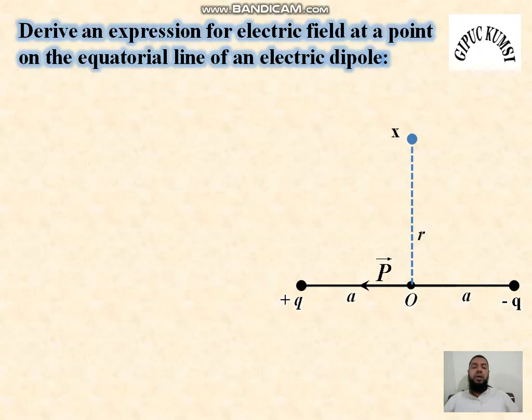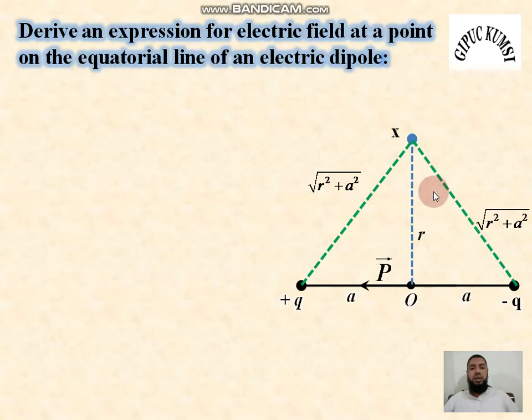Now to find the electric field, we need the distance between x and the positive charge and the distance between x and the negative charge. As we have defined, equatorial line is the perpendicular line passing through the midpoint. Perpendicular line passing through the midpoint adaga, now we can have a right angle triangle. Therefore, using Pythagoras theorem, the distance of point x from the positive charge is square root of r square plus a square, and similarly the distance between the negative charge and the point x is square root of r square plus a square.